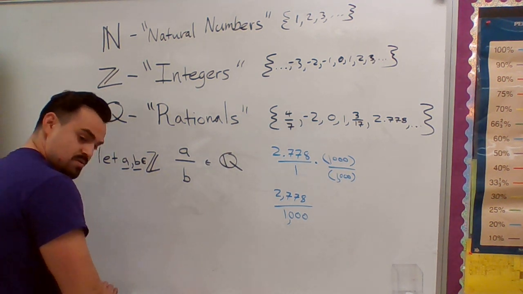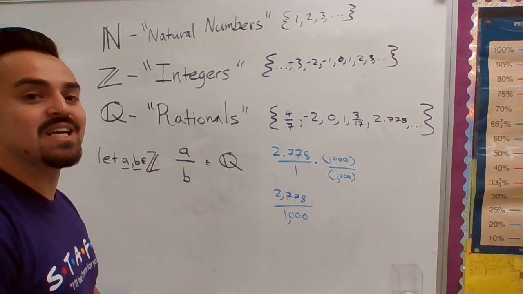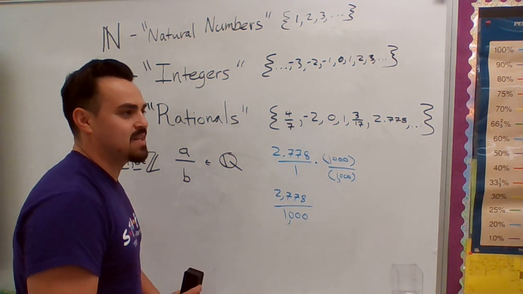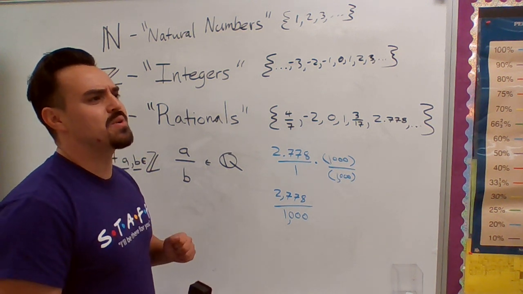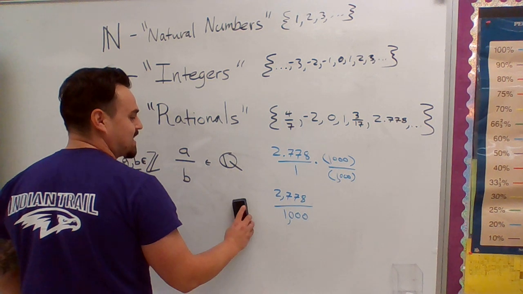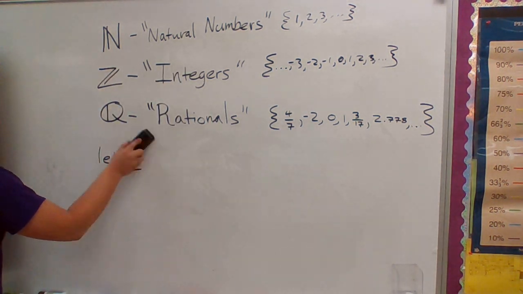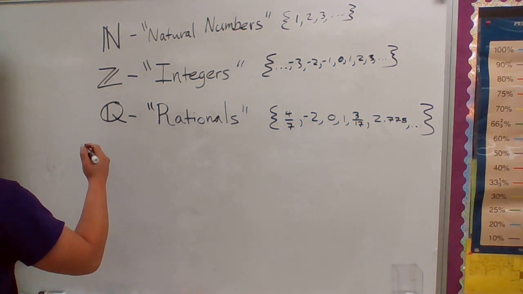So, hopefully you guys are convinced, but let's move on to the next set. The next set is one that you're most familiar with, maybe not most familiar with, but it covers numbers that pop up. It's an all-inclusive set. And that is the set of real numbers.